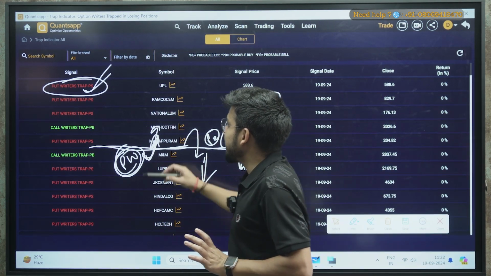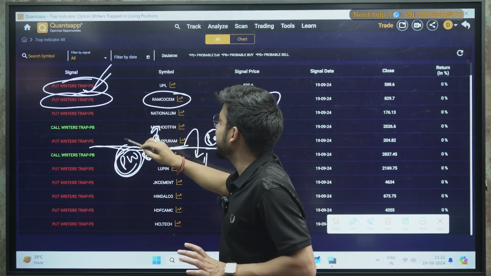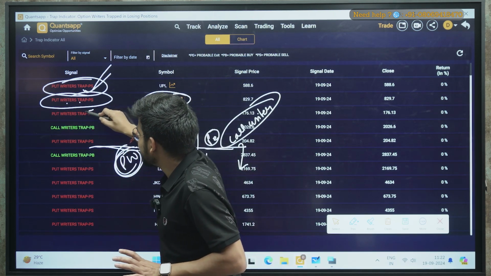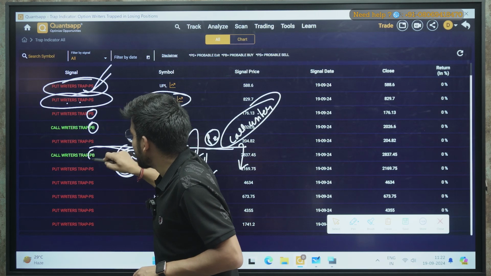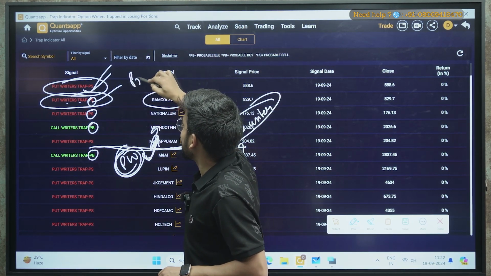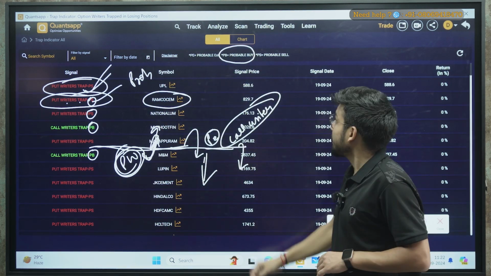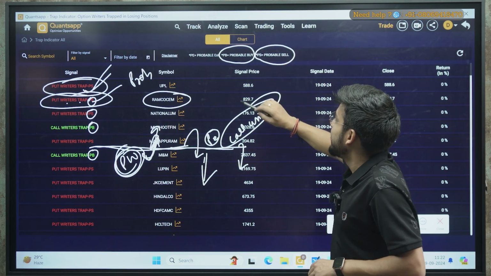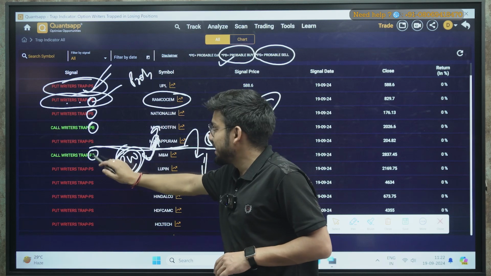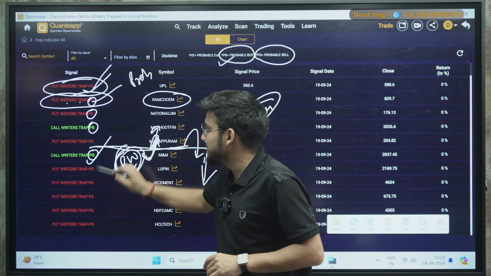Similarly, there are various signals for various stocks. For example, for Ramco Cement, it has given you a put writer's trap. You can also see there is PS and somewhere PB is also written. PB means probable buy and PS means probable sell. Whenever there is a PB written, it means the call writers are getting trapped, so there is a signal that you can initiate your buying.